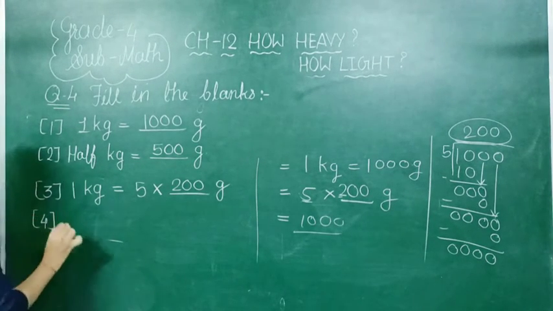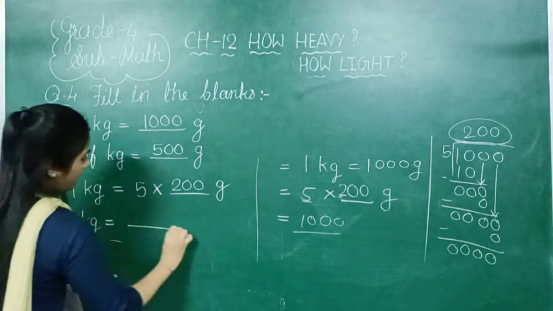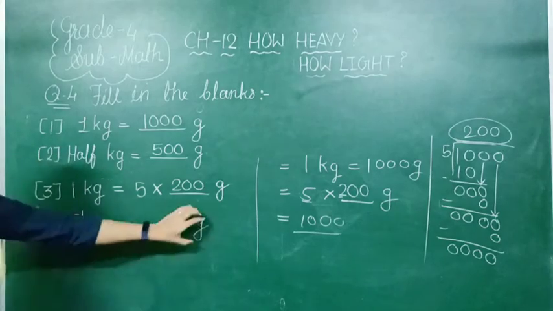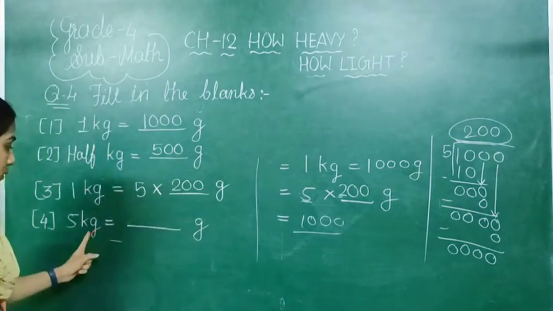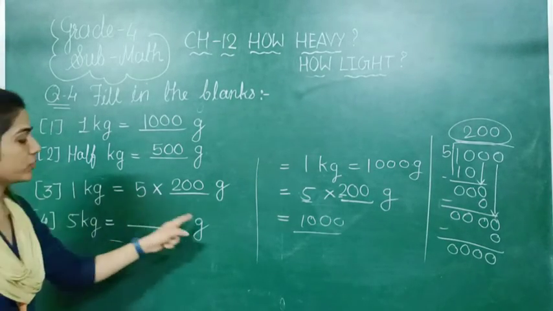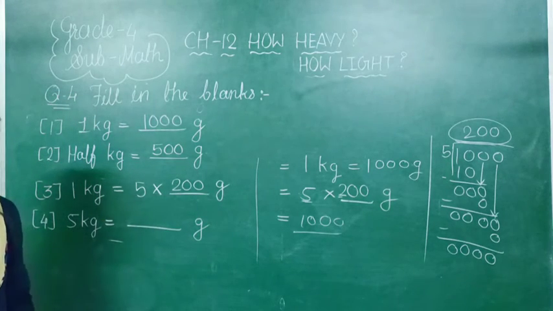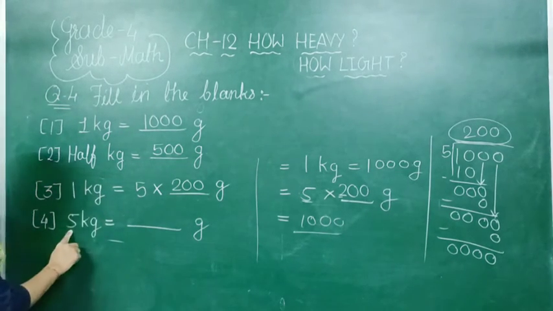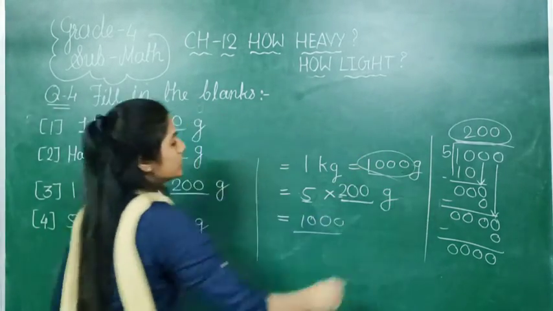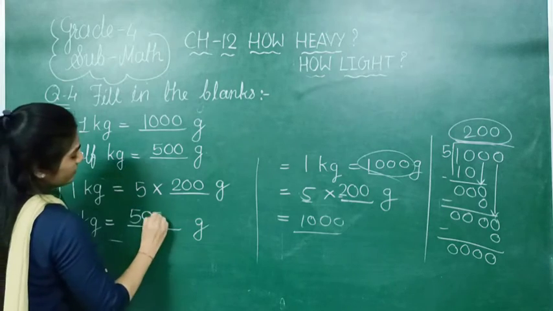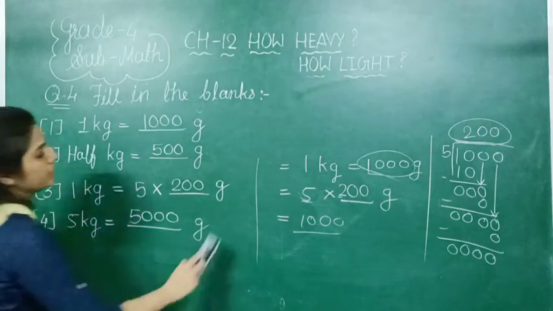Number 4. 5 kg is equal to blank gram. This sum we have already seen in the first video and lecture: our question is in kilogram and we have to convert into gram. So we are going from big to small, which means multiplication. We multiply 5 with 1000, so directly we get the answer 5000 gram. This 5000 is your answer for number 4.